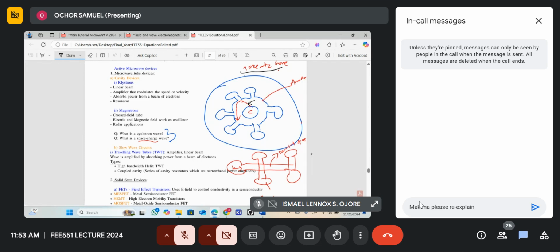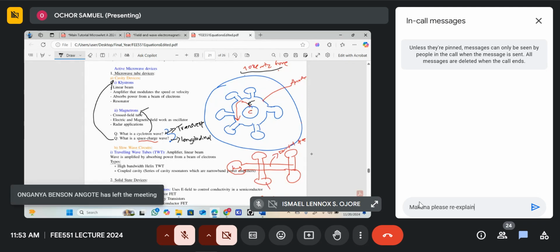And while doing that, they are creating the cyclotron wave, which I understood from the presentation by group 3 to be transverse in nature. And space charge waves are longitudinal in nature. The cyclotron waves are predominantly in magnetrons, and the space charge waves, these longitudinal waves, are in the klystron.